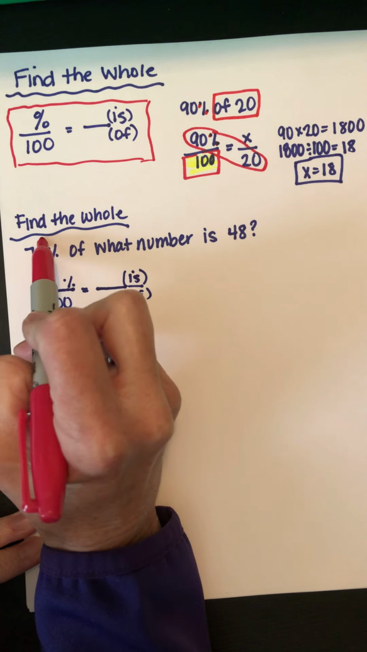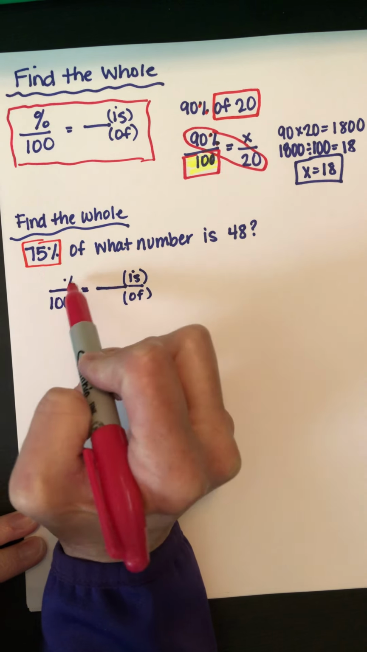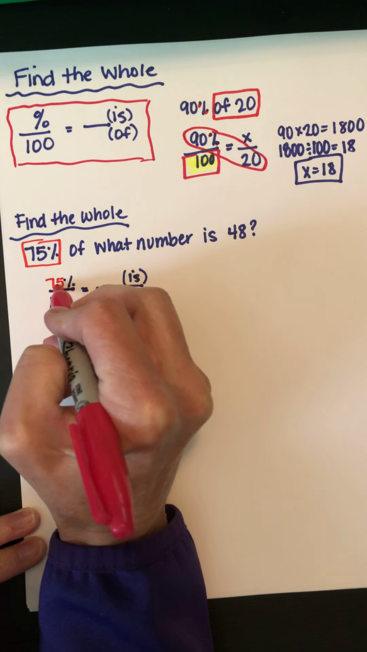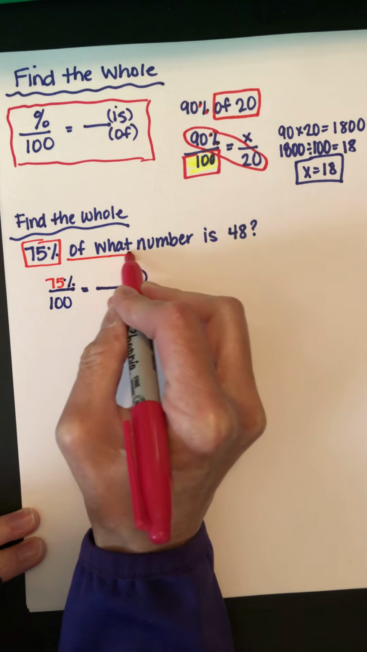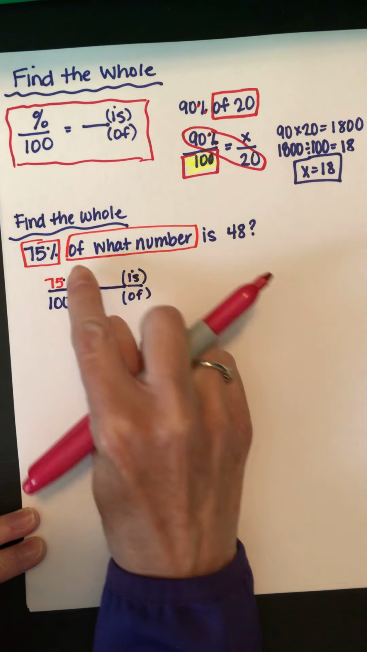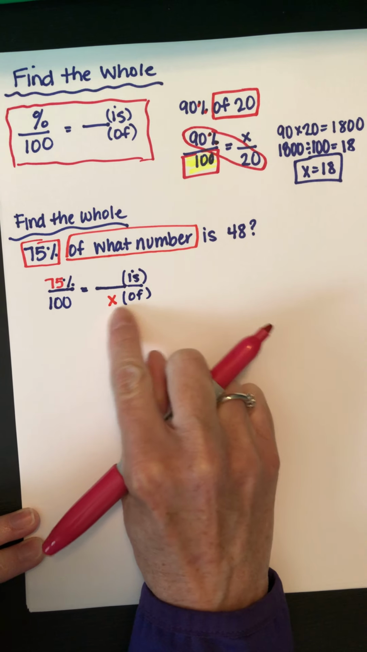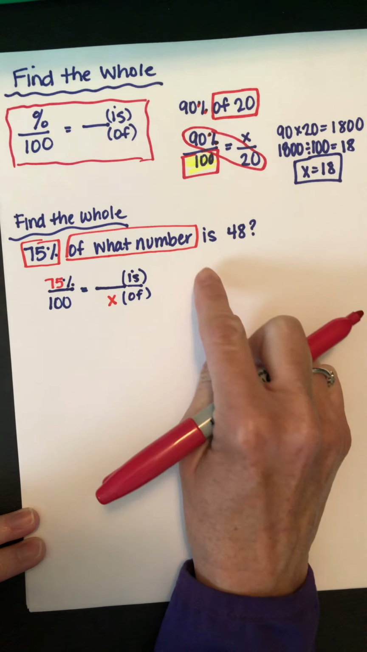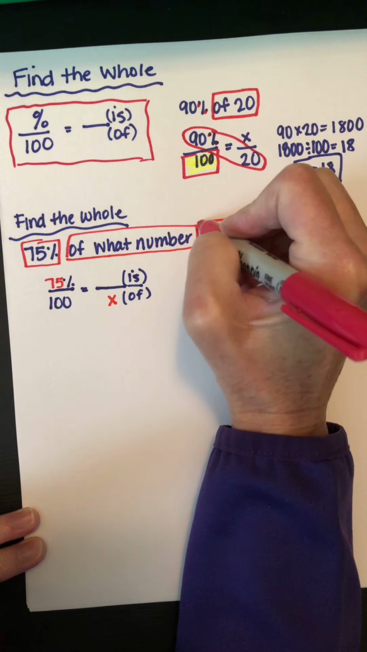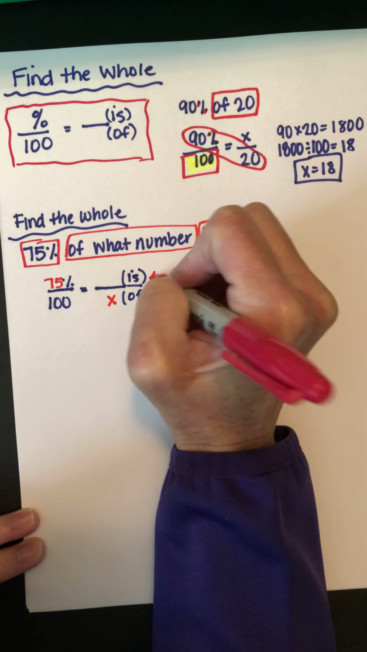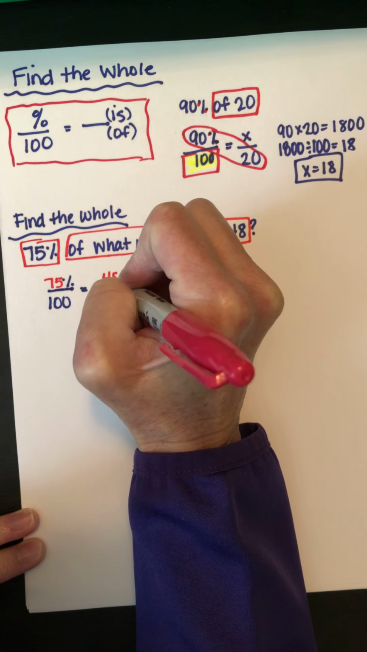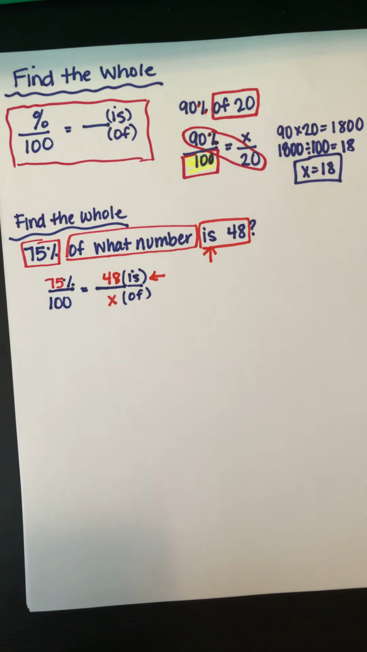So here I have 75%. The percent sign gives it away. We match it up. We put the 75% there. Of what number? Do we know the number? We do not know our of. So we're going to put x for "of what number," because they're asking you of what number. Is 48. So now the "is" gives it away that we're going to plug it in here. Pause if you need to catch up.